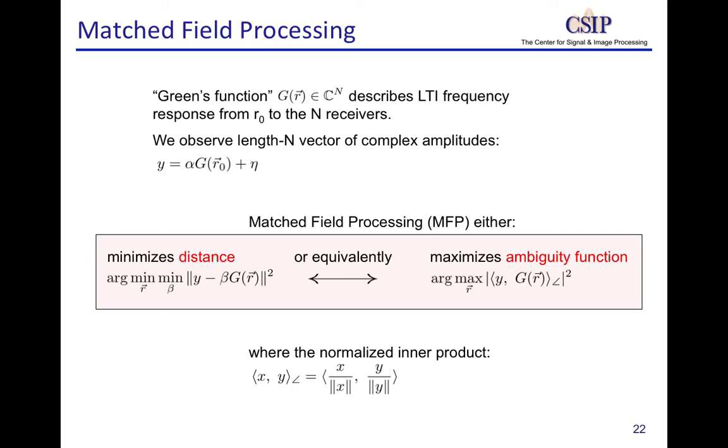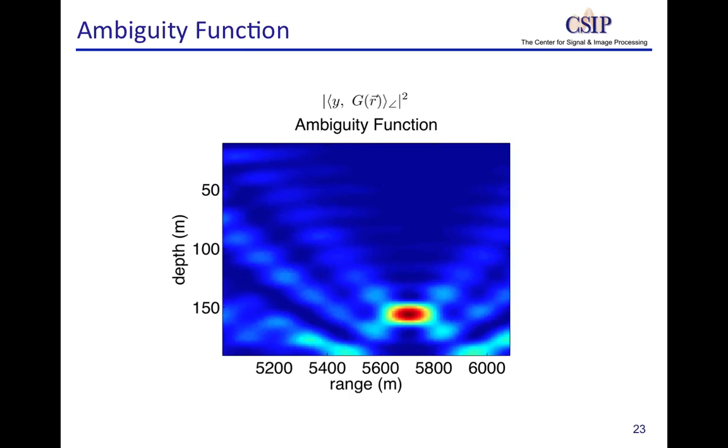So this fits very nicely into our framework in terms of the compressive subspace matching, because we're simply applying a projection matrix to this data vector y. This normalized inner product basically is just dividing by the norm of each vector before taking this inner product. So this is what an ambiguity function looks like as a function of range and depth. So here we're just maximizing this function. As you can see, there's a clear winner for where the maximum is.